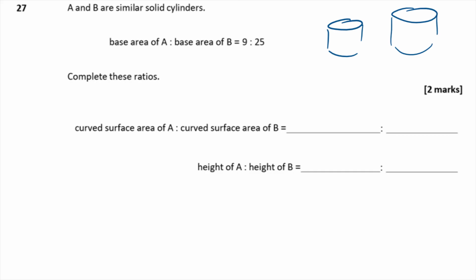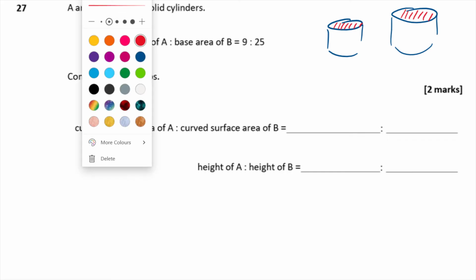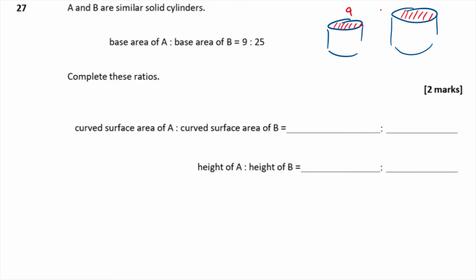Now let's have a look at the base area. I've drawn the base underexposed, so I'm going to use the top, which should be the same as the bottom, but you get the idea. So these are in the ratio of 9 to 25. Now these are areas, these are 2-dimensional shapes. So if I want to know what the ratio of their heights are compared to these, I need to square root them.